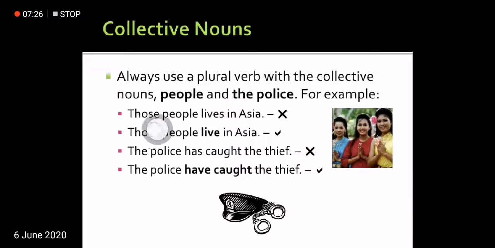Here are some more examples. It's wrong to say those people lives in Asia. It's a wrong sentence. The correct sentence is those people live in Asia. This sentence, the police has caught the thief, is a wrong sentence. The correct sentence should be the police have caught the thief. So police is considered as plural and the plural verb will fit in here.